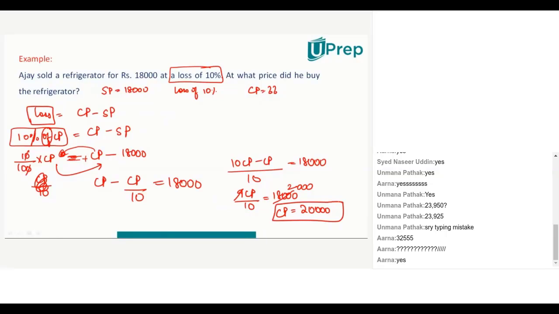This is one method. How did we approach? We took loss. We know that loss is cost price minus selling price. He has given us the loss percentage as 10%. So we proceeded with that. We got one variable. We isolated it, found the answer.